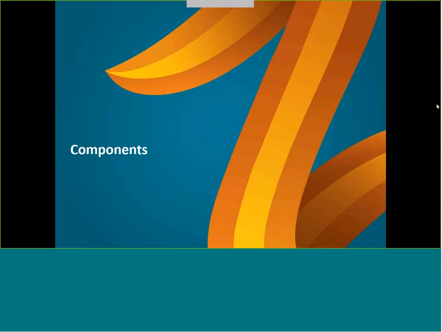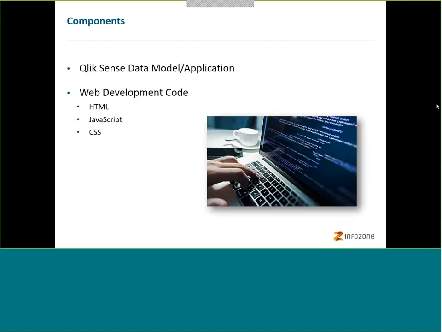So let's go over some of the components of a mashup. First of all, obviously, you have a Qlik Sense application. Now this application doesn't actually technically need any objects in it, and we'll go over that a little bit later. But all you really need is data. So basically, an application data model, you could have objects in it, or maybe you choose not to. And then second, some web development code files. So HTML, JavaScript, and then CSS.